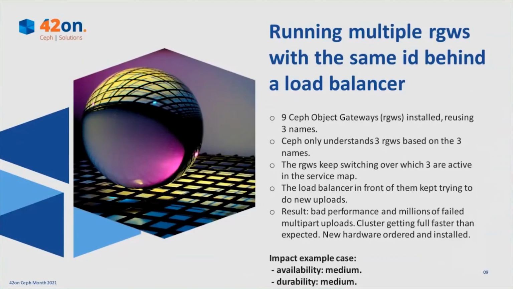They had a lot of filled up multipart uploads. It was not performing well, and they were actually already investing into new hardware. We fixed it by just having 9 names. That fixed the problem, and we scraped the cluster for orphaned objects.